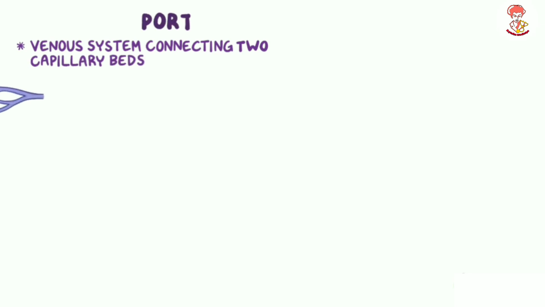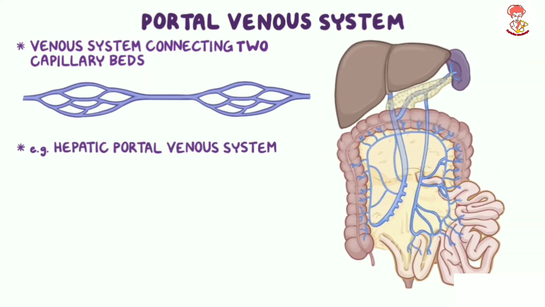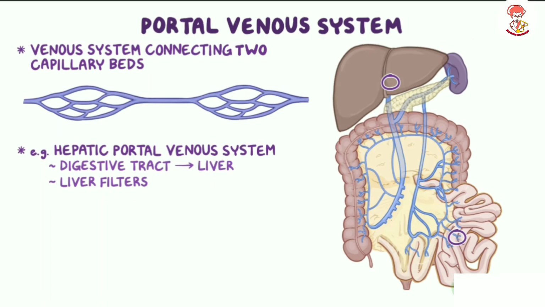Now blood may also flow through two capillary beds before reaching the heart. The venous system connecting these capillary beds is called the portal venous system. The most prominent example of this system is the hepatic portal venous system, which directs the nutrient-rich blood from the capillary bed of the digestive tract to the capillary bed of the liver. This allows the liver to filter the nutrients and other materials absorbed in the intestine for any toxins or harmful materials before returning the blood to the heart.